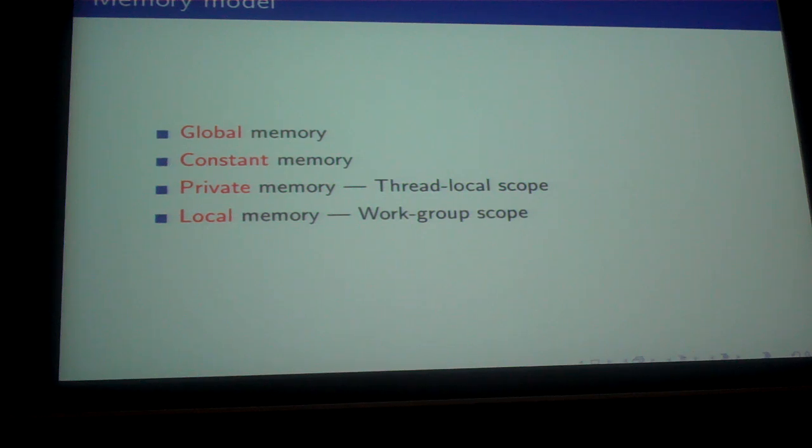And local memory also has a number of copies, but the difference is that it's shared by what in OpenCL is called a work group. And OpenCL gives you facilities to decide how large a work group is and how many threads this memory array will be shared by.